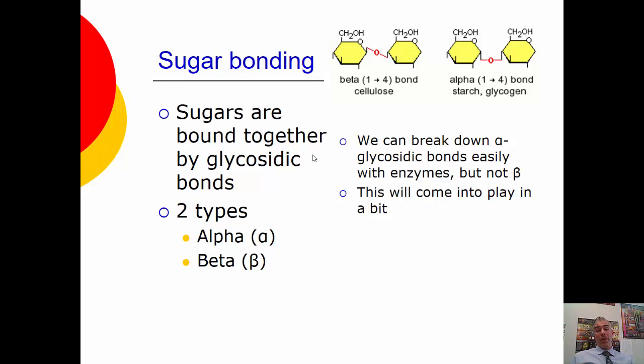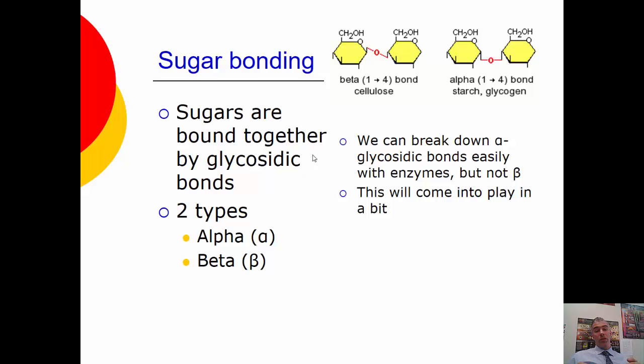There are two types, alpha and beta. We can break down alpha glycosidic bonds fairly easily, and those are found in things like starch and glycogen, which is in our muscles. We can take starch, like in bread, and break it down into sugars, and then use those sugars as fuel. But beta-glycosidic bonds we cannot break down as effectively. We have one enzyme that can break down one type of beta-glycosidic bond, and I'll talk about that in a second. But most we cannot break down.